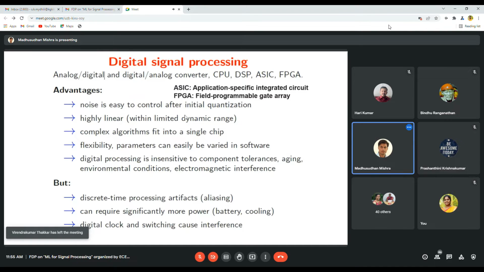But still there are certain drawbacks with digital signal processing. For example, discrete time processing artifacts like aliasing may occur. Then it requires significantly more power, like battery and cooling. And then a digital clock and switching can cause interference in the circuitry.